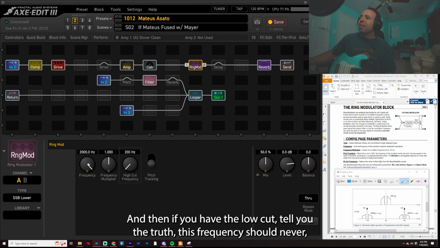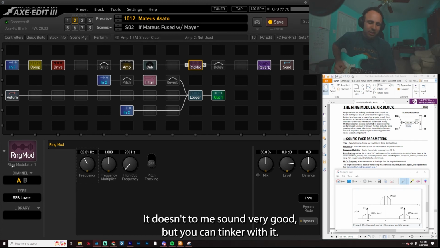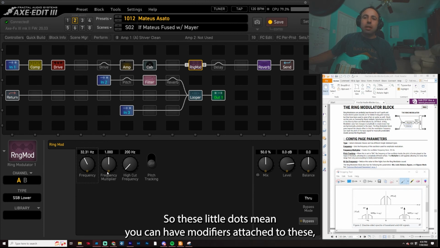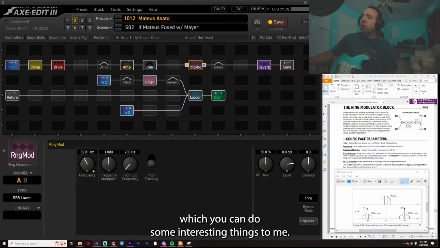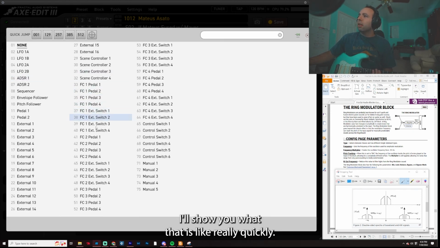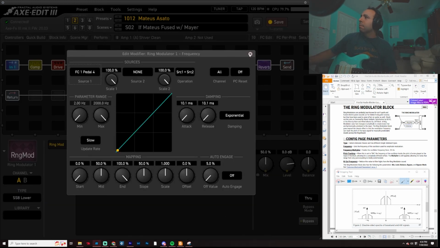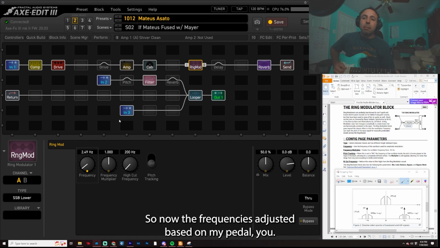To tell you the truth, this frequency should never, in my opinion, be set above, like, really kind of 50 or 30. It doesn't, to me, sound very good. But you can tinker with it. So these little dots mean you can have modifiers attached to these, which you can do some interesting things. To me, you could have an FC pedal, an expression pedal, tinkering with it. I'll show you what that is like really quickly. So I've got mine plugged in so you can see that. So now the frequency is adjusted based on my pedal.